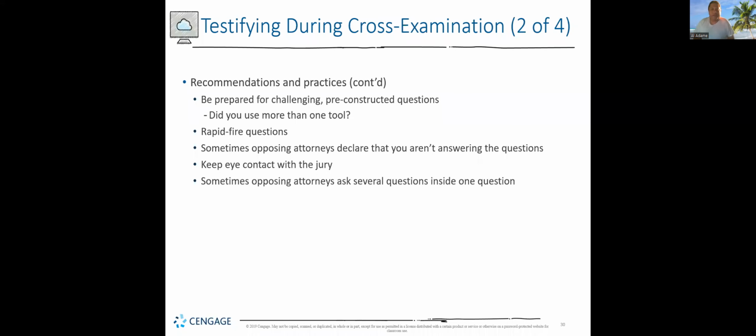Be prepared for challenging, pre-constructed questions, such as: did you use more than one tool? Rapid-fire questions: sometimes opposing attorneys declare that you aren't answering the questions. Keep eye contact with the jury. Sometimes opposing attorneys ask several questions inside one question. It's like a multi-faceted question, essentially.